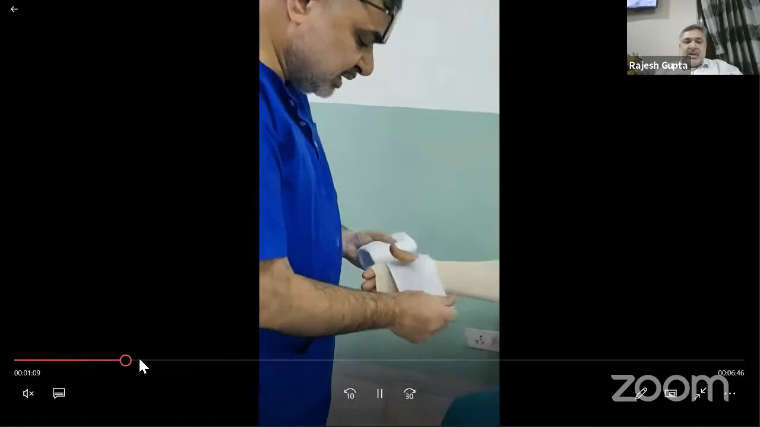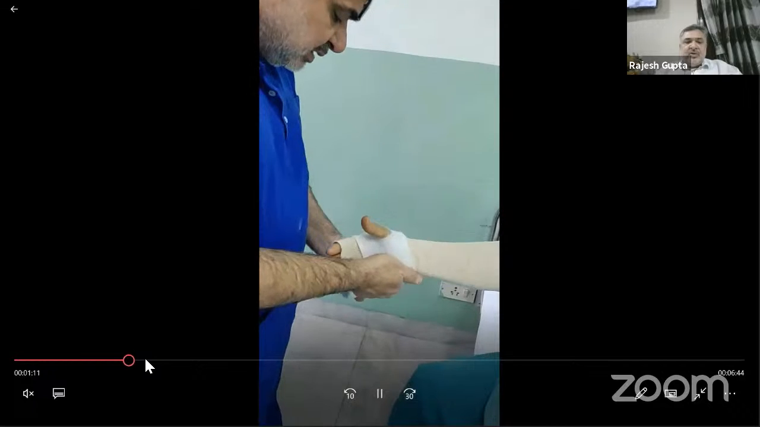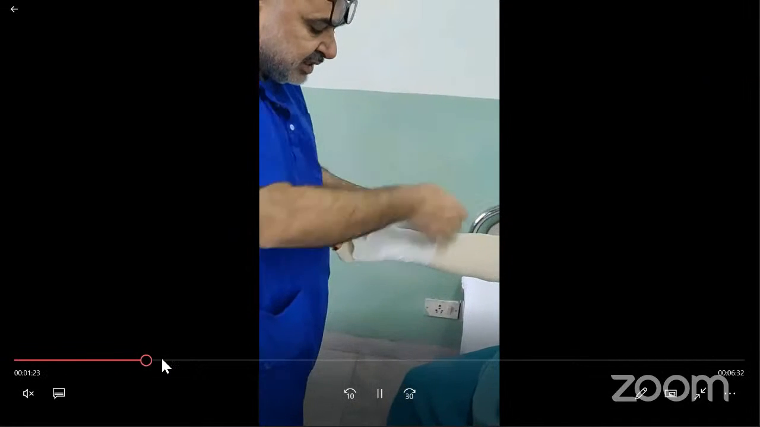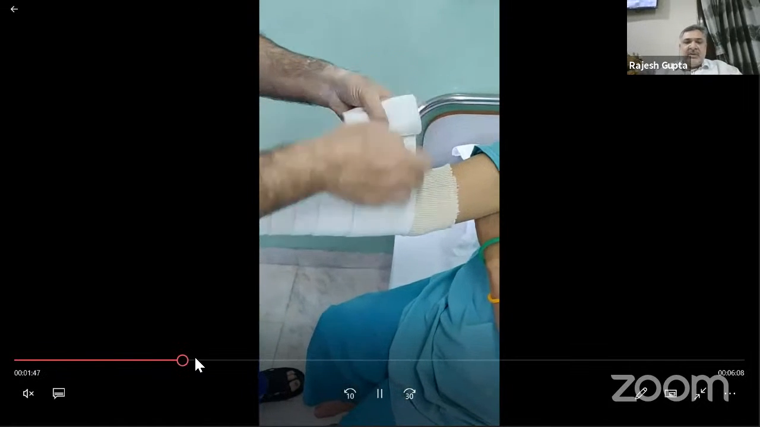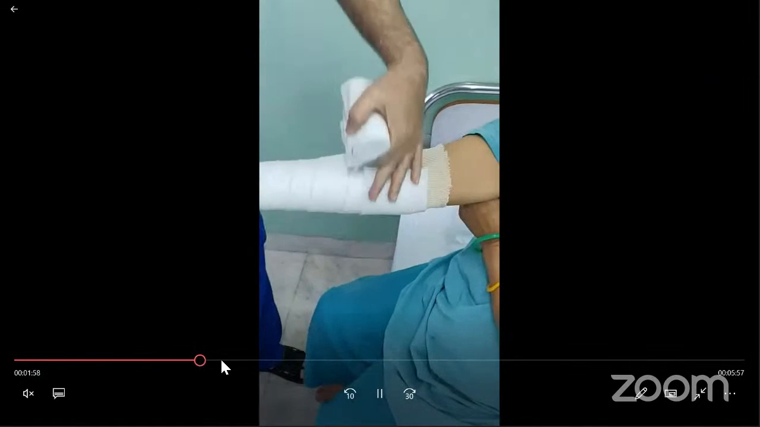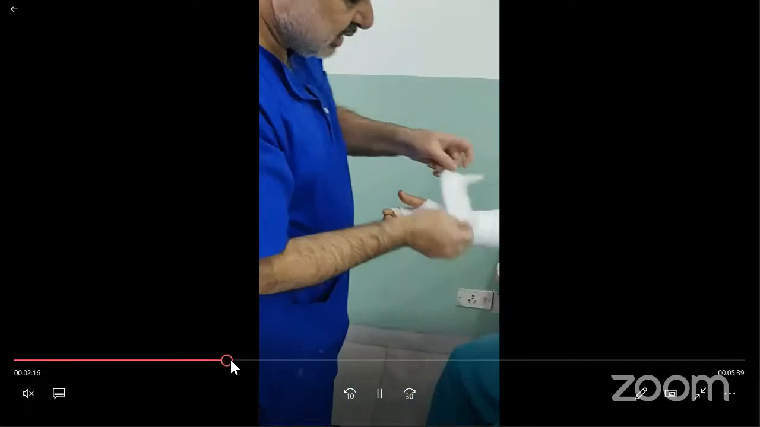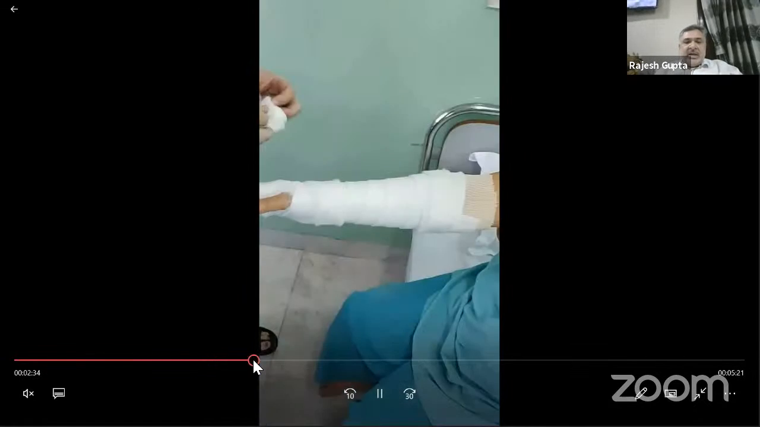Apply cotton from distal to proximal, very, very smooth. Same rule, 2 to 3 centimeters above and below the marking level, and it should cover 50% of the preceding layer. Protect the extra.